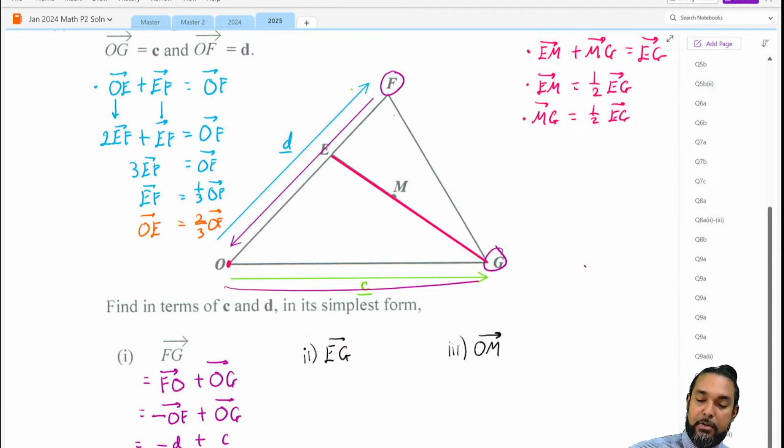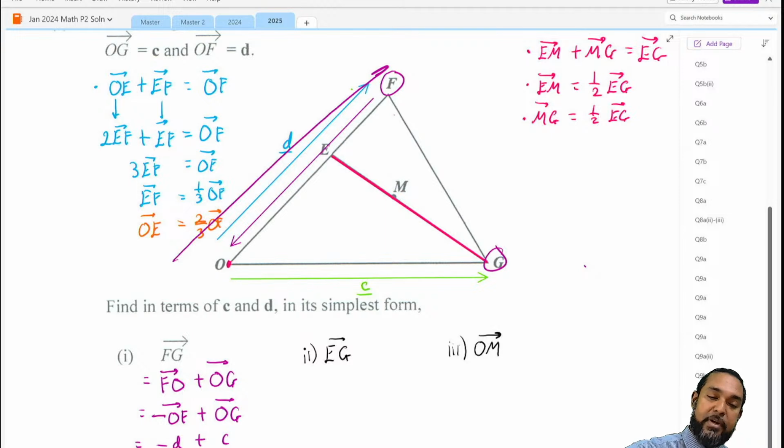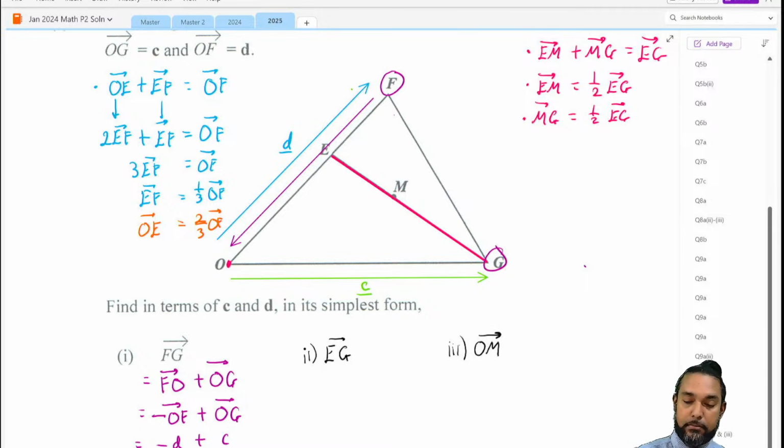Now OG is simply given by the green vector C. To go from F to O, however, that's going backwards along the blue vector. And to go backwards along a vector, all you have to do is invert the vector. And all that means is putting a minus sign in front of it. So if going from O to F is a positive D, going from F to O is simply a negative D. That's all.